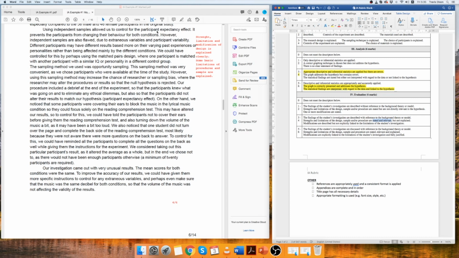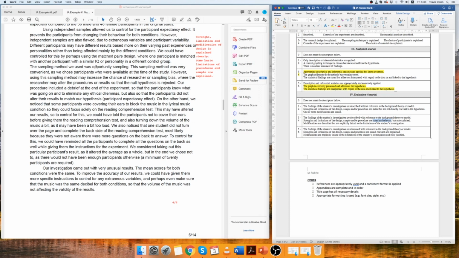So for example, let's have a look here. Using independent samples allows control for, prevents also, results. Okay, so the varying percentages of personalities will be affected mainly by the different conditions. Sorry, I'm mumbling. You can probably just read this along, I hope, on the video. We could have control for this by perhaps using the matched pairs design where 1 participant. Okay, so what they're saying is their design might have been limited because there might have been participant variability. We could have controlled for this by perhaps using the matched pairs design, where one participant is matched with another participant with a similar IQ or personality in a different control group. Okay, so that's good.